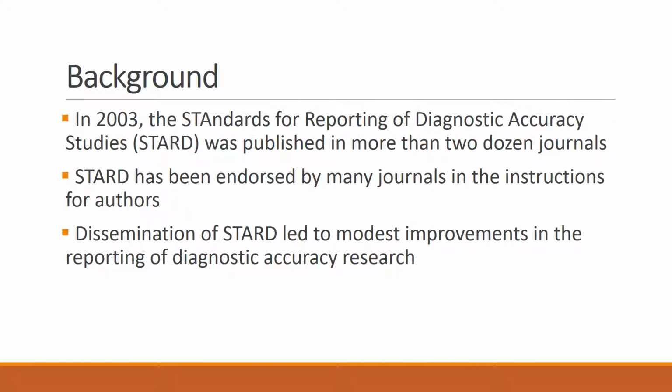In 2003, the Standards for Reporting of Diagnostic Accuracy Studies, a list of 25 essential items that should be reported in every report of a diagnostic accuracy study, was published in more than 24 journals. It has been endorsed by many journals in the instructions for authors, and the dissemination of STARD led to modest improvements in the reporting of diagnostic accuracy research.